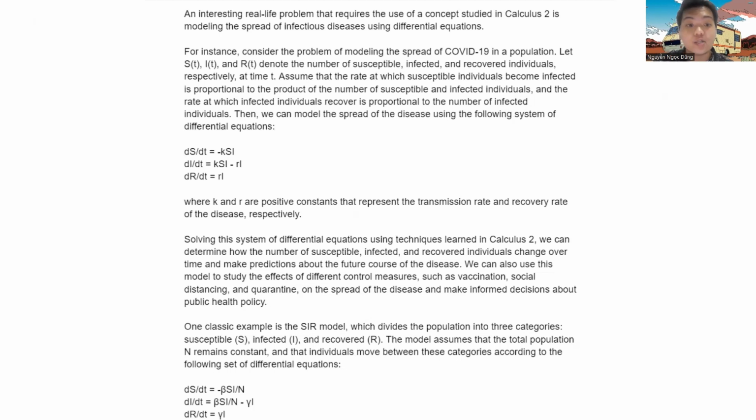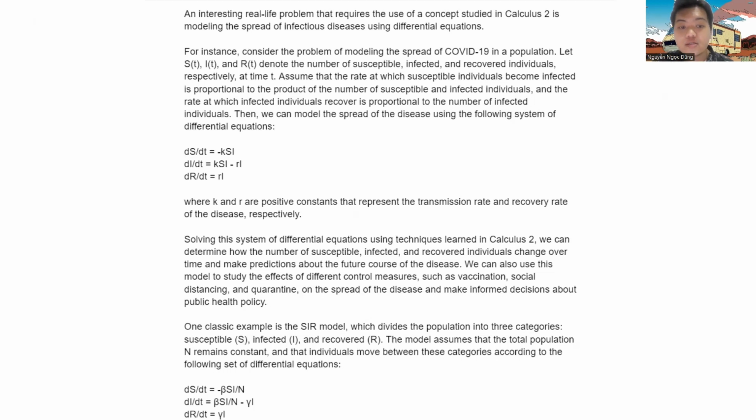Then we can model the spread of disease using the following system of differential equations. dS/dt equals minus kSI, dI/dt equals kSI minus rI, and dR/dt equals rI, where k and r are positive constants that represent the transmission rate and recovery rate of the disease, respectively.